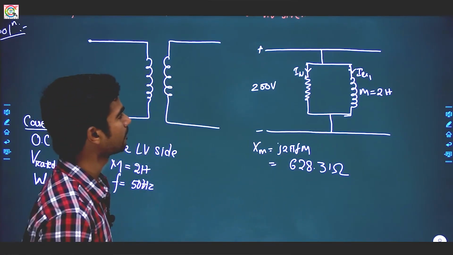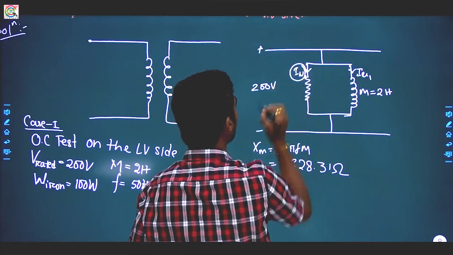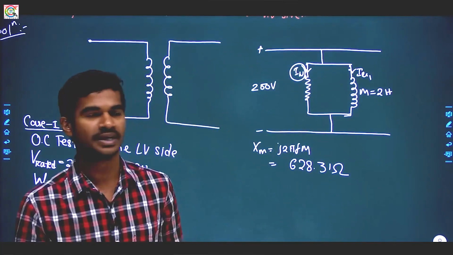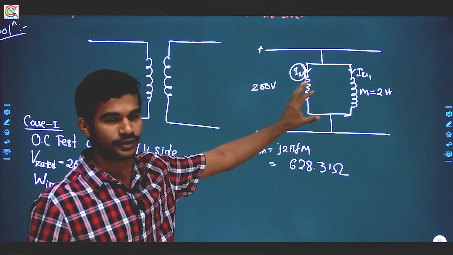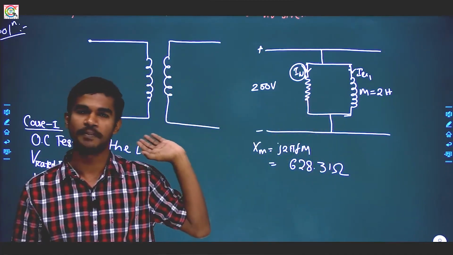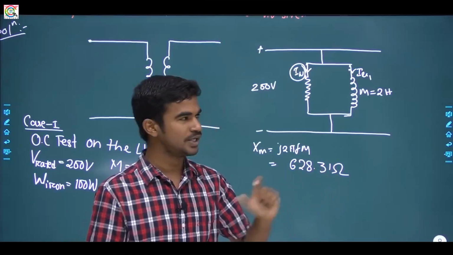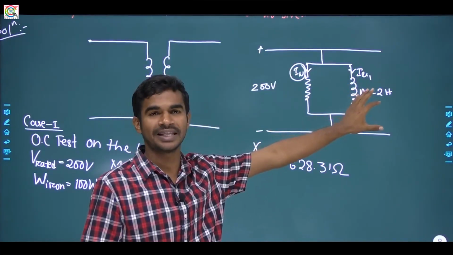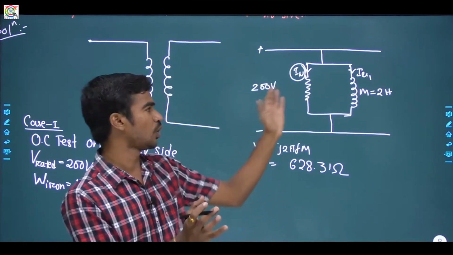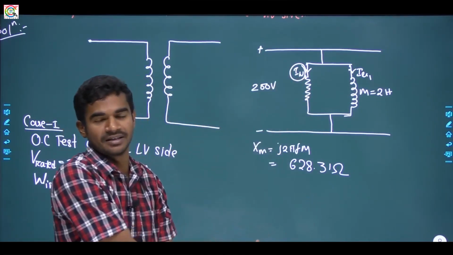Okay, so how to find the value of IW? In this circuit the power loss is 100 watt, which is nothing but the iron loss. And the power consumed by the inductance is 0, so obviously the power consumed by the resistor is the entire iron loss.